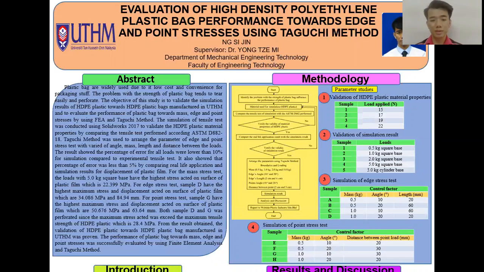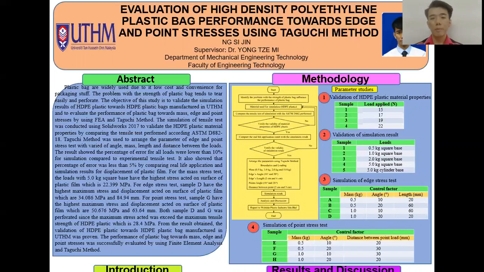For the point stress test, the sample with 1 kg, 10 degrees of angle, and 30 mm of distance between the pointers has the highest maximum stress and displacement, which are 50.676 MPa and 63.64 mm.